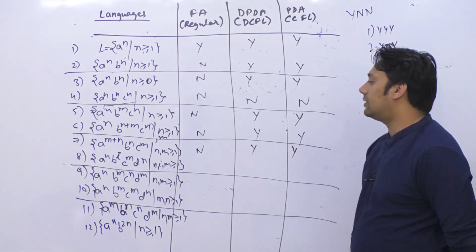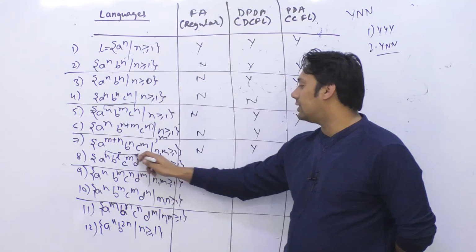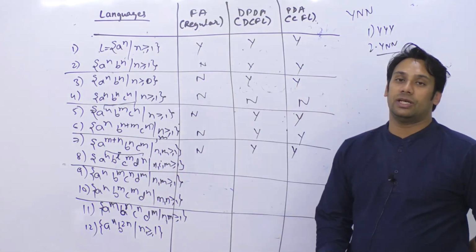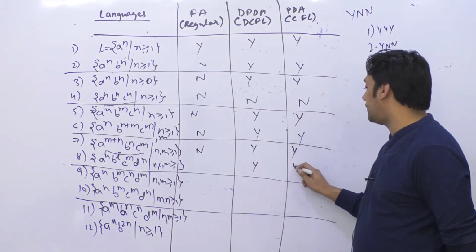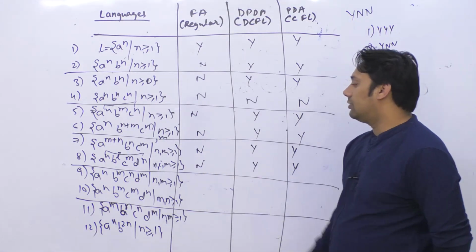Next, for this language, here what you have to do is compare a with d, but you are not doing it with any number of b and c. So again, for this also you can make a DPDA and NPDA, but you cannot make a finite automata.